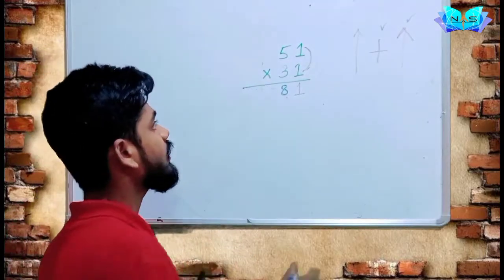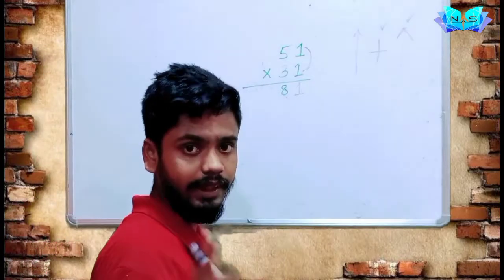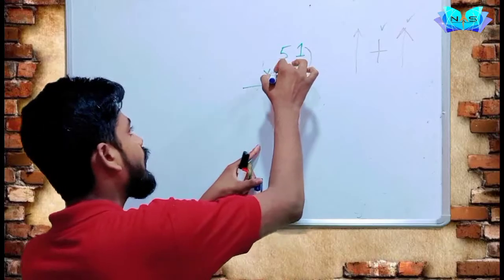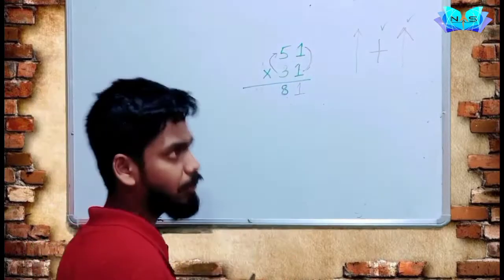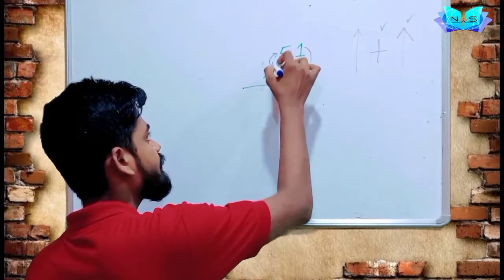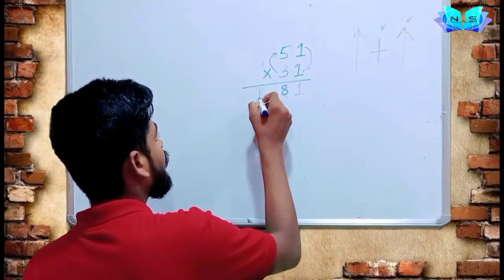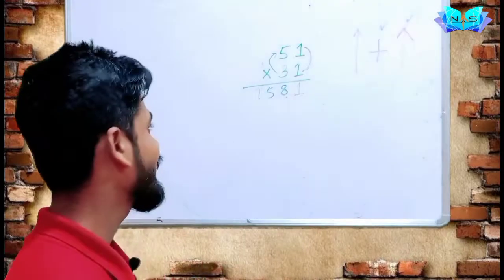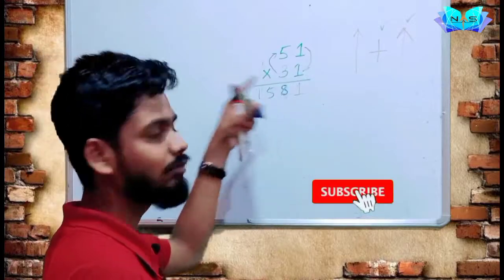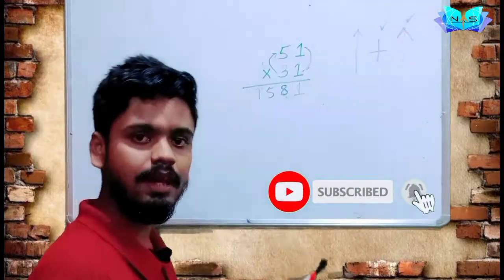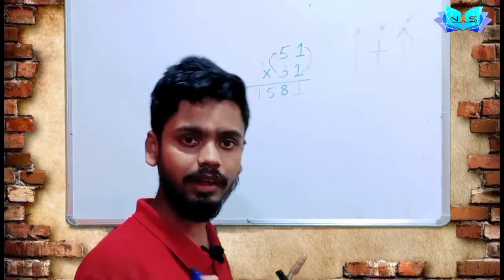Now the third rule. Third rule is again straight. That means now we have to multiply these two. That means 5 3 is how much? 15. So that's the answer. That's the way to find out the product of two numbers having 1 at unit digit. Okay, that's it.